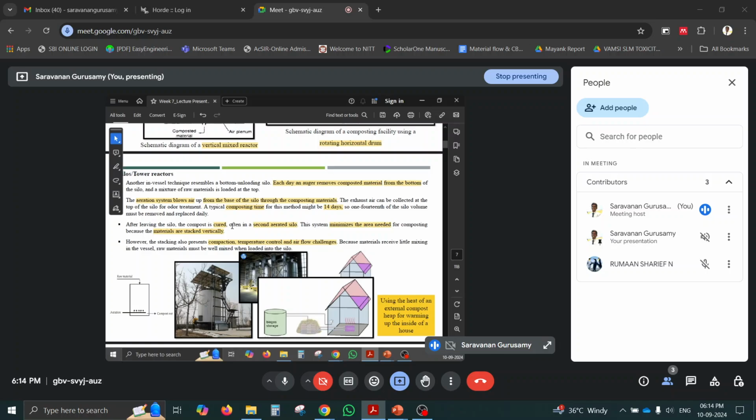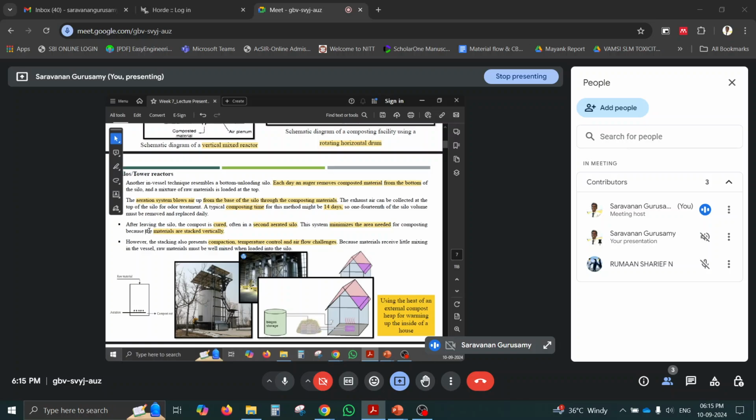Okay, and then there are also two-reactor types. One type is a single reactor silo tower, and then two-reactor silos will also be there. In that, the growth phase and the active phase will be happening in the first reactor, and then maturation will be happening in the second reactor. This type of two-reactor system we can also follow. So in this you can see, after leaving the first silo, the compost is cured in the second aerated silo. So that will reduce the time and also the space required for composting. This system minimizes the area needed, and also the material can be stacked vertically.